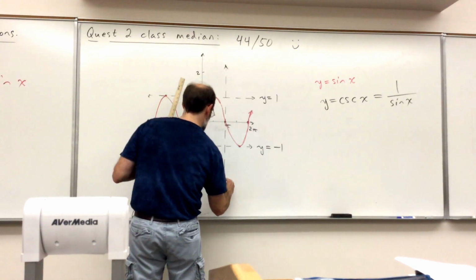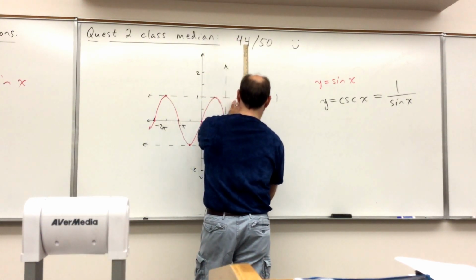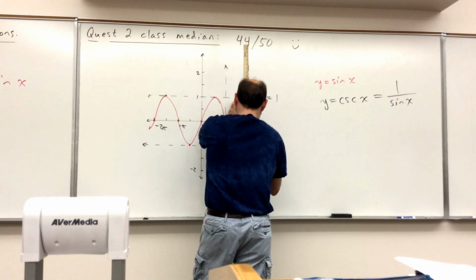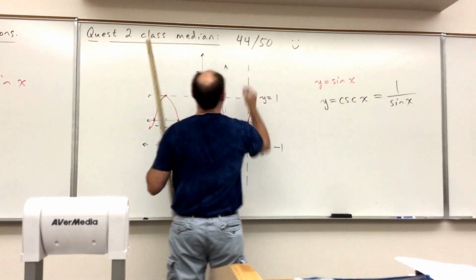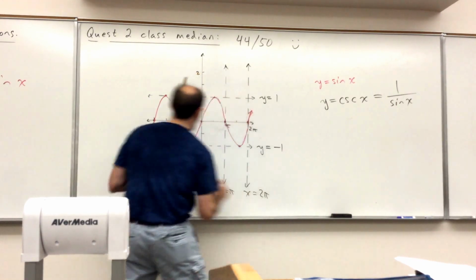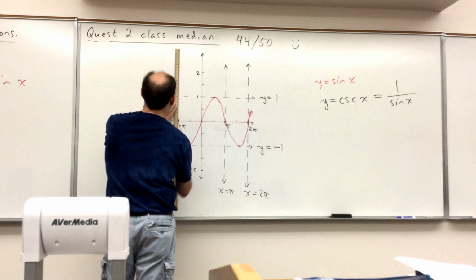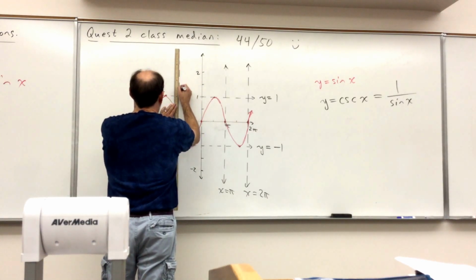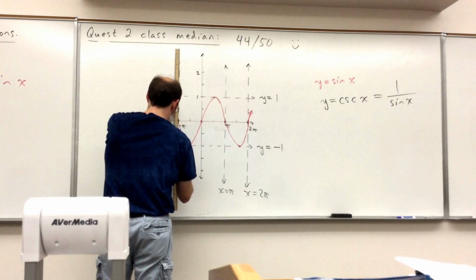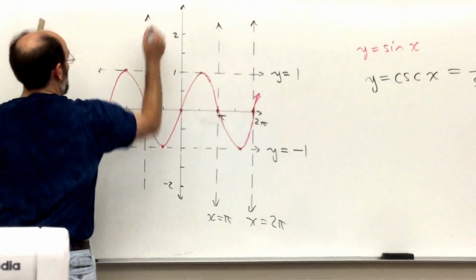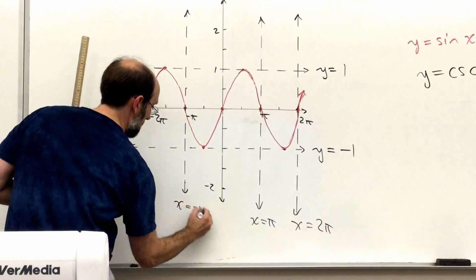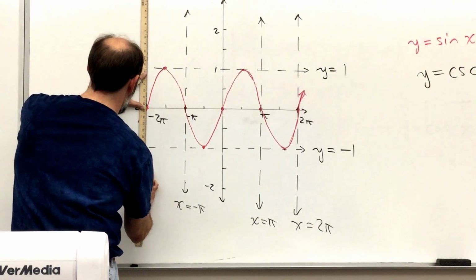One. Another. X equals pi. X equals 2 pi. X equals minus pi. And of course, x equals 0 is going to be another one. So every integer multiple of pi, I'm going to have a vertical asymptote.